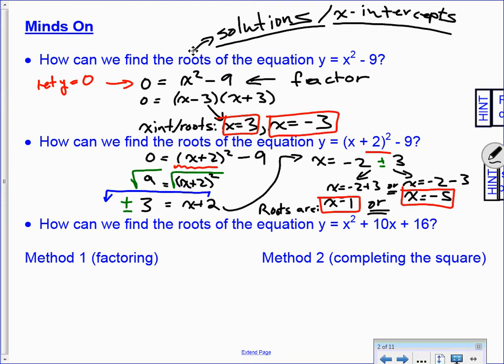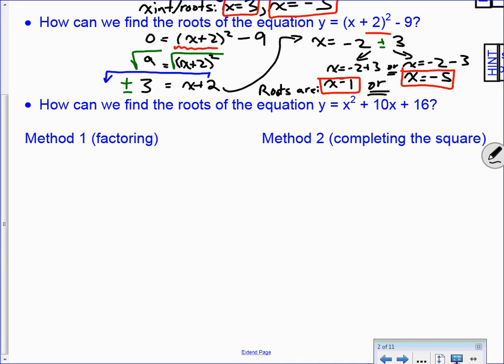Now, if we take a look at this problem here, y equals x squared plus 10x plus 16. If we wanted to find the roots, we have to let y equal 0 right away. So that means we have 0 is equal to x squared plus 10x plus 16.